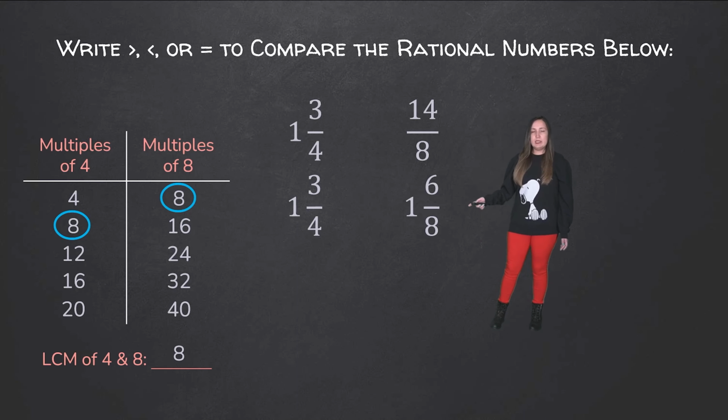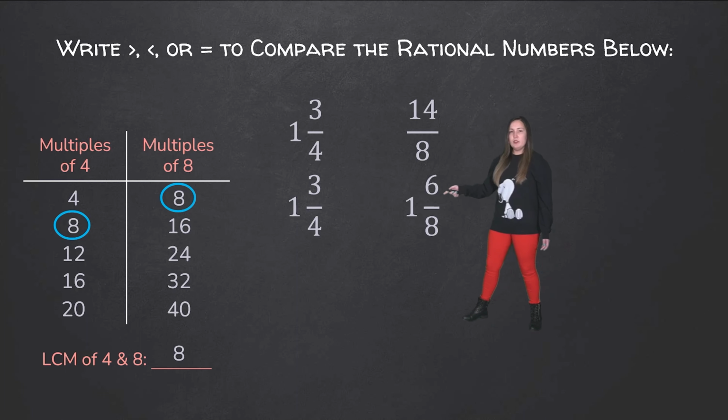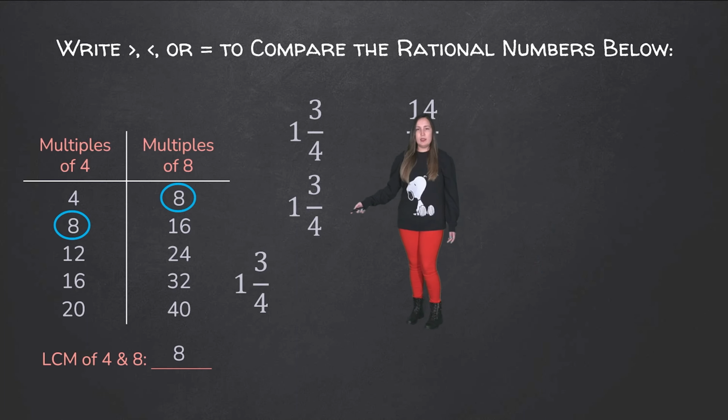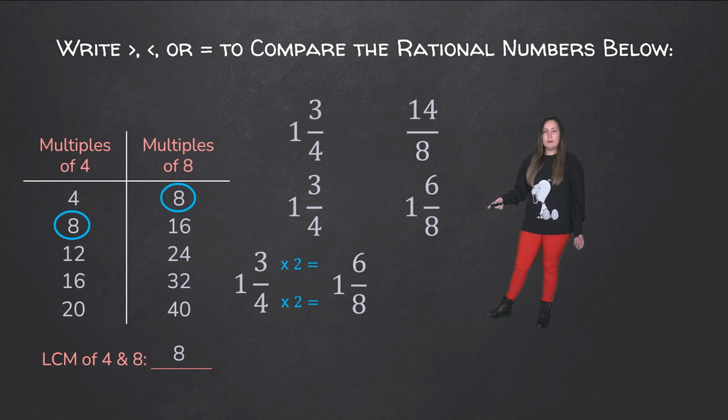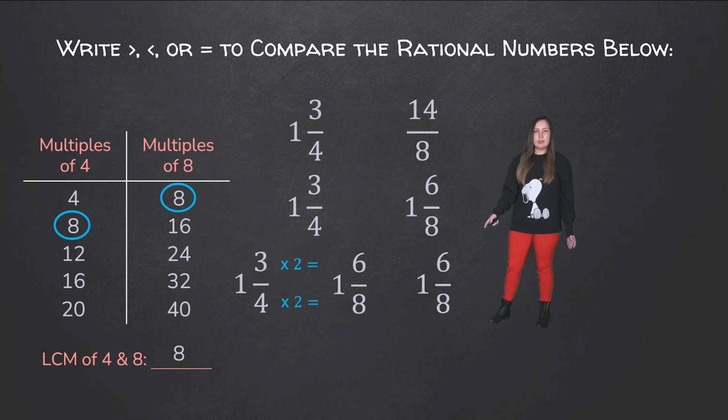So we're going to make it so both these fractions have a denominator of 8. Starting with 1 3/4, in order to get a denominator of 8, we have to multiply 4 times 2. Whatever we do to the denominator, we must do to the numerator. Now the whole number stays the same, but for our numerator, 3 times 2 is equal to 6, and 4 times 2 for our denominator is equal to 8. Now here, we already have a denominator of 8, so we don't have to do anything to 1 6/8.